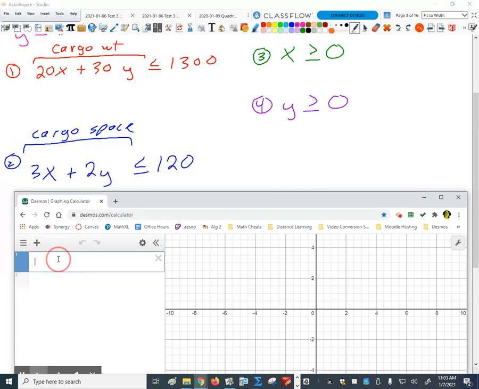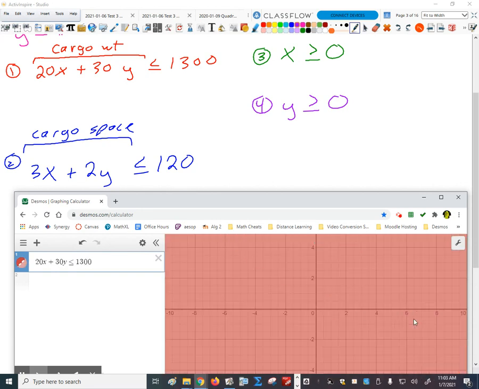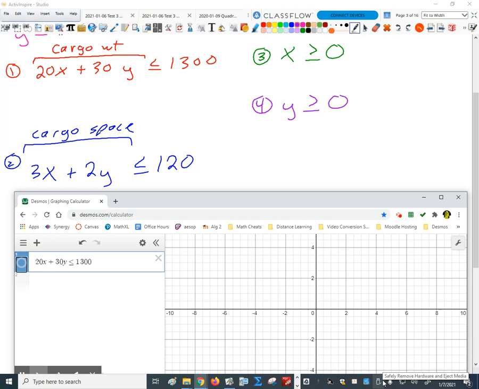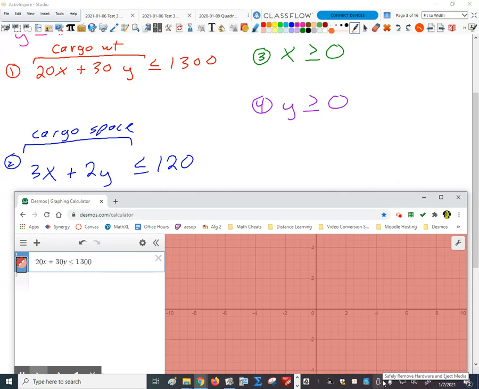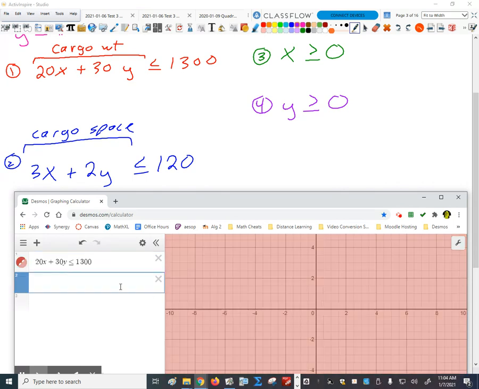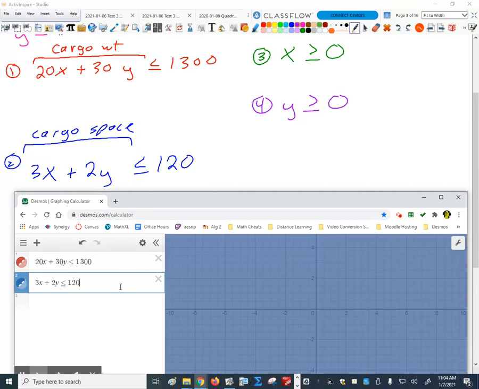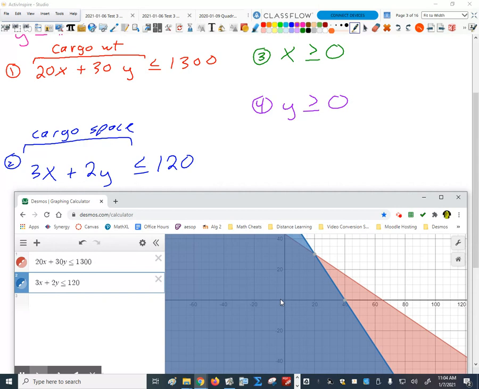Okay, so if I enter this system, here's my first inequality. Here's my second. There we go. 3x plus 2. If I zoom out, I can see that a little better, right?